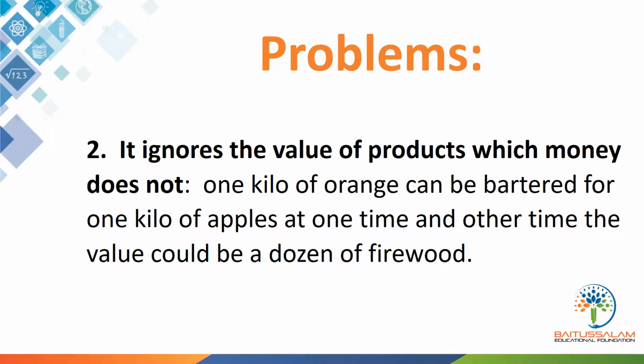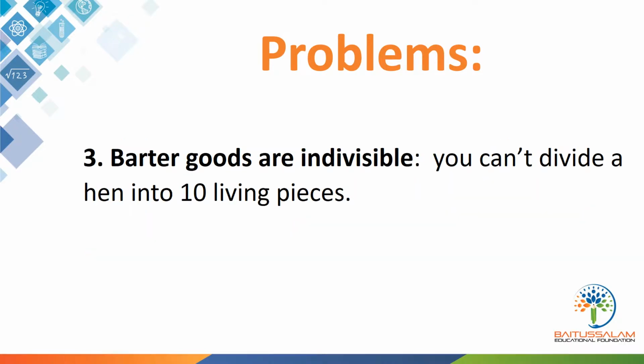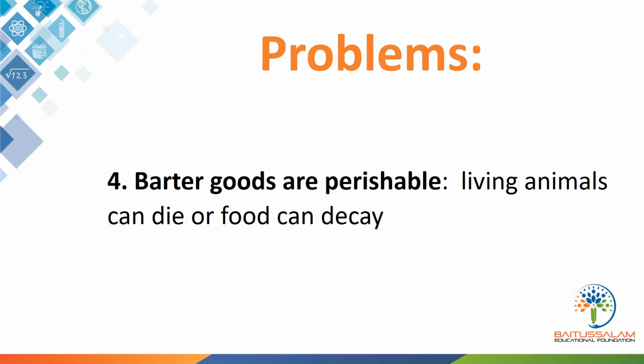It ignores the value of products, which money does not. One kilo of oranges can be bartered for one kilo of apples at one time, and at another time the value could be a dozen of firewood. Barter goods are indivisible. You can't divide a hen into 10 living pieces. Barter goods are perishable. Living animals can die or food can decay.